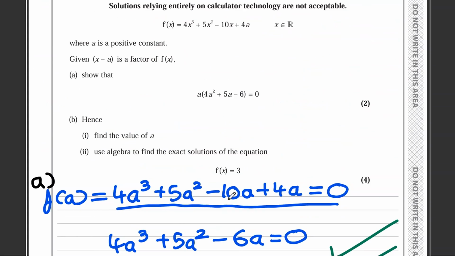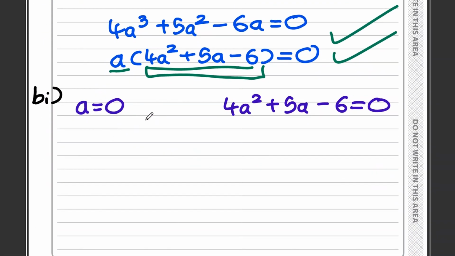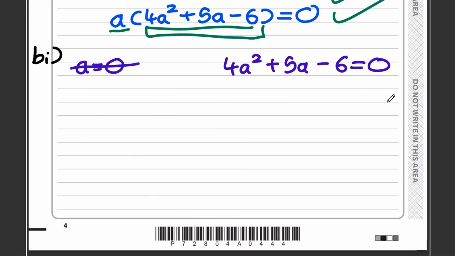Now, as in the question, we are told that a is a positive constant. 0 is not a positive constant, so therefore this is not the value of a. So therefore, it's going to be just this solution here, this 4a squared plus 5a minus 6 is equal to 0. So we need to solve this quadratic here. There's loads of ways that we can solve quadratics. We can factorize it, we can use completing the square, or we can use the quadratic formula. I'm just going to use the quadratic formula.